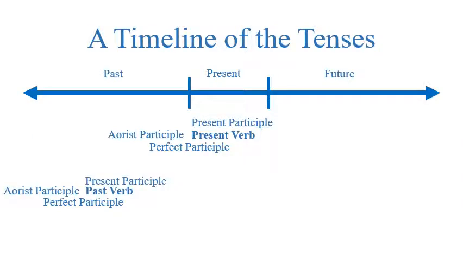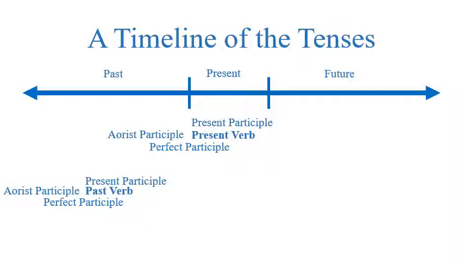For those of you who are visual learners, it may be helpful to see this represented spatially. If we think of our time as on a line with the past, the present, and the future, when we look at a present verb, we see that the present participle happens at the same time, also in the present. The aorist participle happens just in the past. On the other hand, the perfect participle bridges the two. It's an action completed in the past, but with present results.